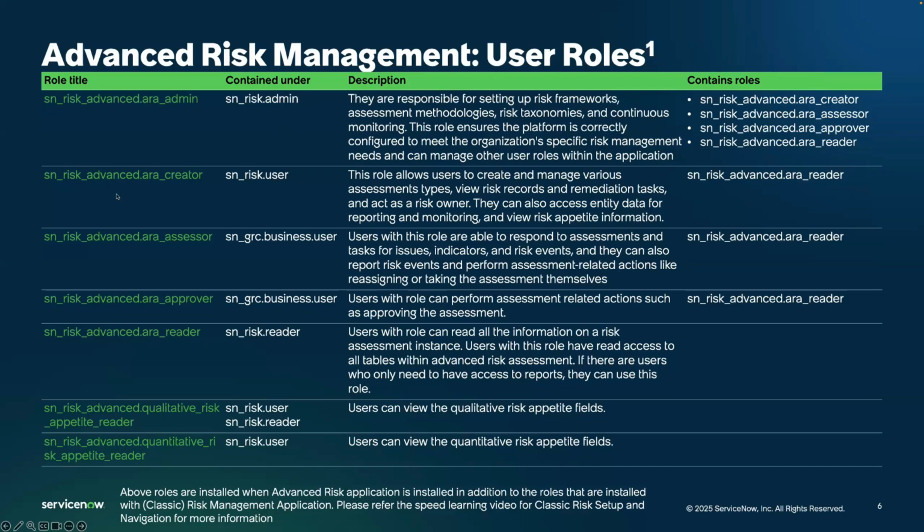Say, for example, the ARA admin, right? The advanced ARA admin role will be contained under the SN risk admin role. So now, when you provide a user with the role of sn_risk.admin, they will be gaining access to the advanced risk admin related activities.